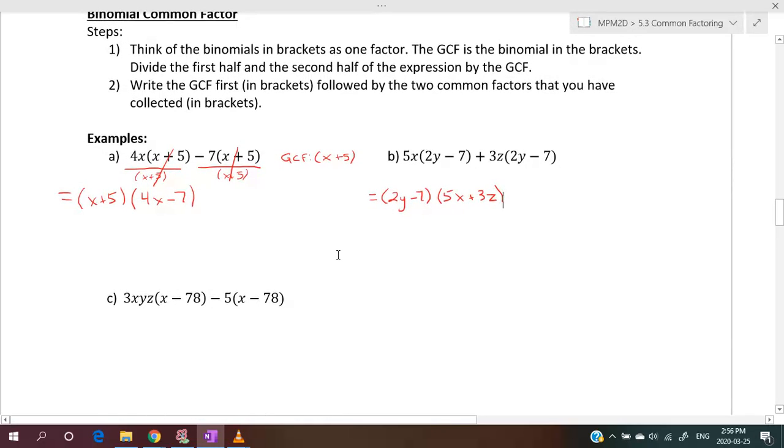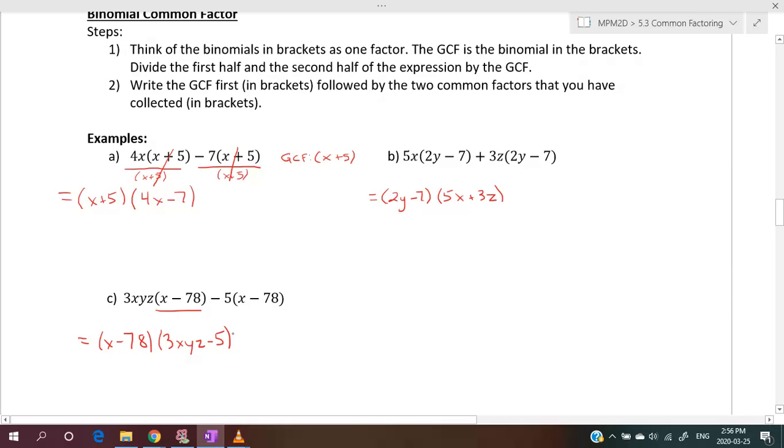Okay, hopefully you were able to find the greatest common factor, which is this binomial right here. So we're going to factor out x minus 78. Oh, by the way, when I say factor out, what I'm really just saying is divide out, right? We're dividing something out. So we're going to factor out that, and what I'm left with is 3xyz and a negative 5. That's it.